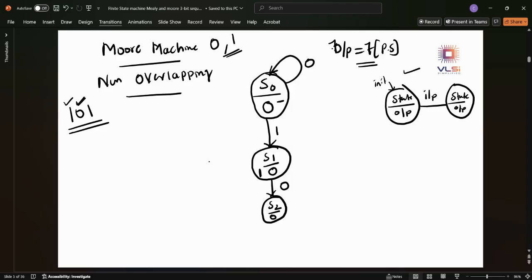So when it is 1, where should it go? When it is 1, 101. One second, one second. Here at S2, when it is 1, it should go to S3. At S3, and what is the output? 1. The output is 1.